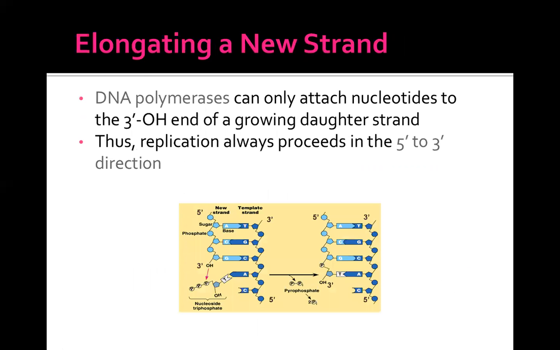DNA polymerase can only attach nucleotides at the 3' end of the growing daughter strand. Replication always proceeds in a 5' to 3' direction because of that. Okay, we can see the label here, 5' to 3', so we are adding it along here.